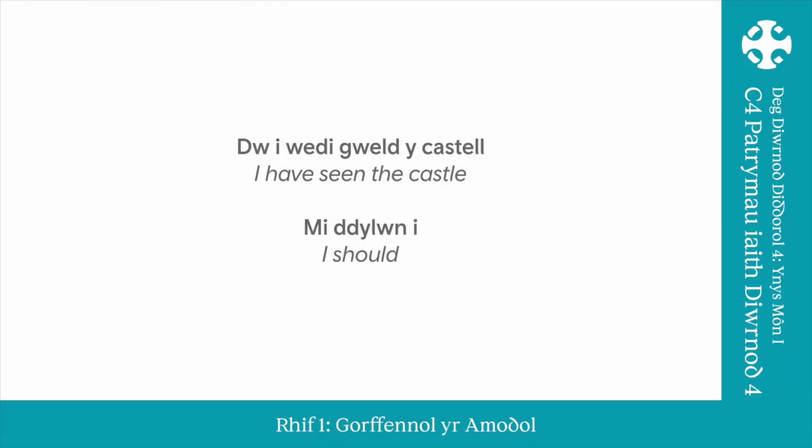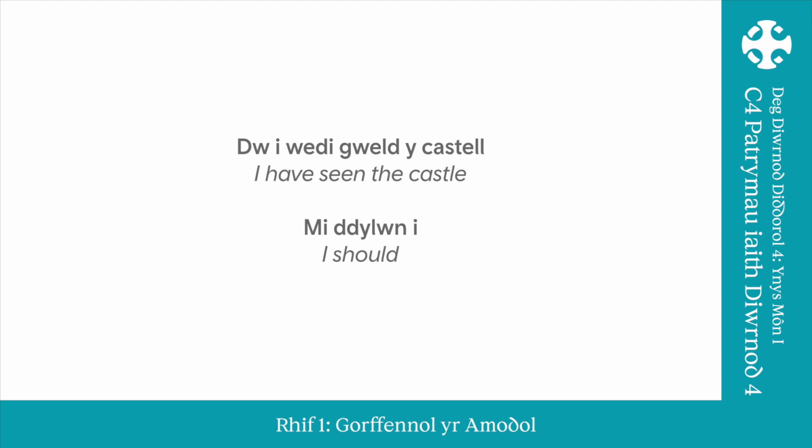Now we are going to learn how to use the conditional in the past tense. Should have. Could have. Would have. Shoulda, coulda, woulda. To say we have done something in Welsh, we use wedi. For example, dwi wedi gweld y castell. I have seen the castle. Notice that wedi always goes with a form of bod. Dwi, I am.